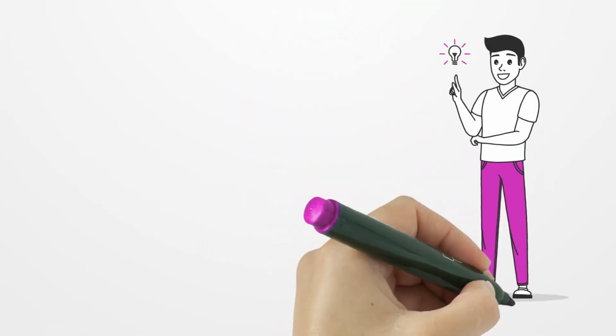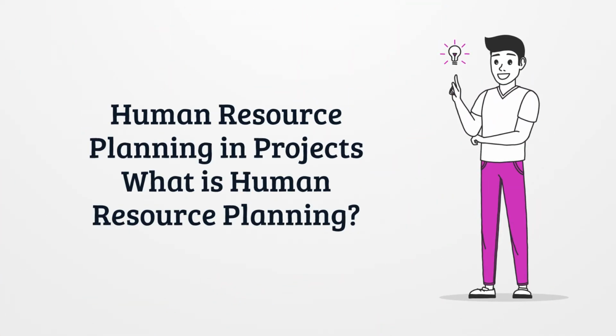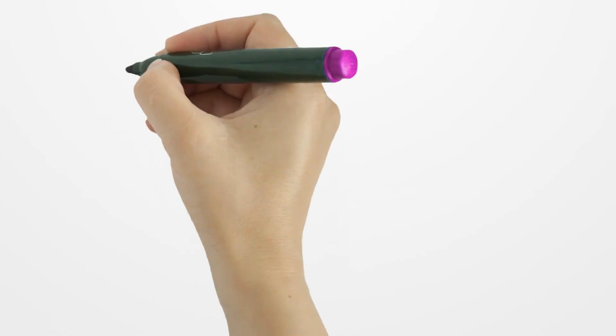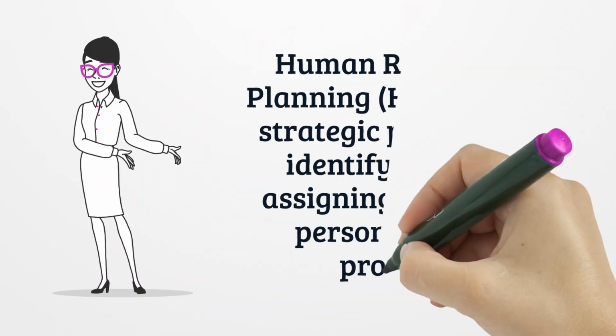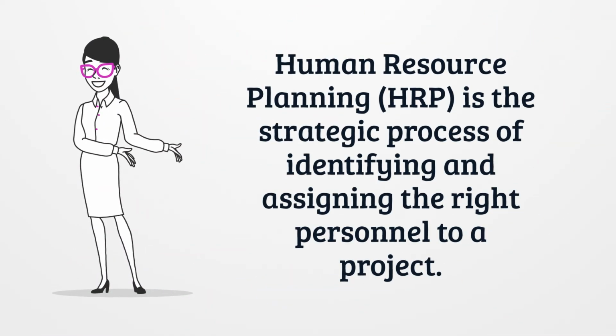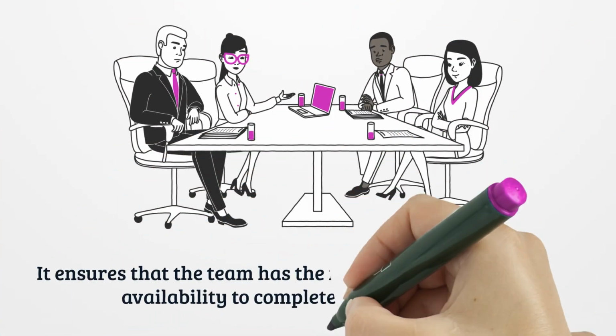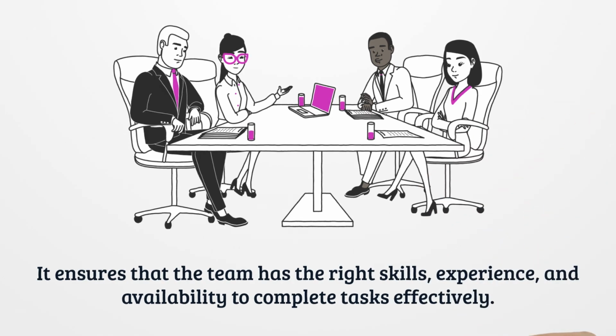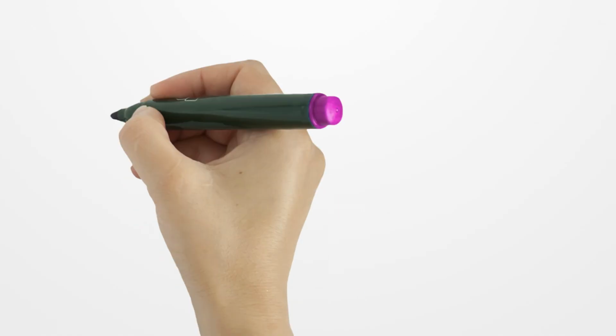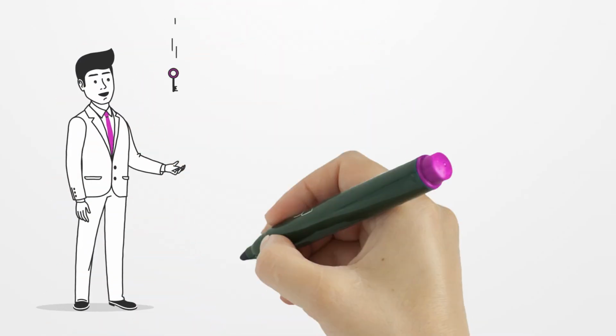Human resource planning in projects. What is human resource planning? Human resource planning, HRP, is the strategic process of identifying and assigning the right personnel to a project. It ensures that the team has the right skills, experience, and availability to complete tasks effectively. Key steps in human resource planning.